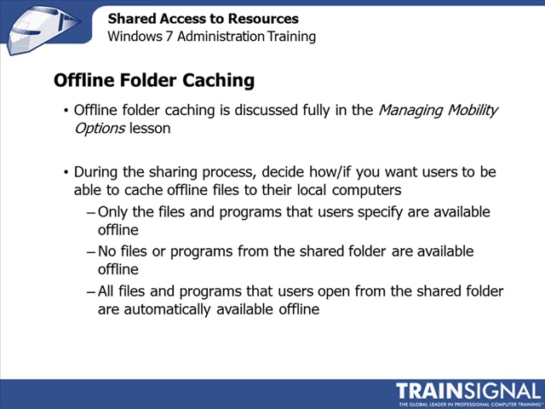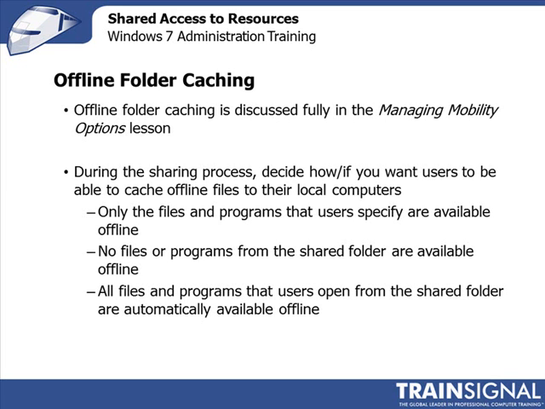And you have some options for how to handle this. One, you can say only the files and programs that users specifically specify are available offline. That is, they have to go to a file or folder and actually say, I want to make this file available offline. You can also tell the users that no files or programs from the shared folder are available offline. In this case, the users can't take their work with them.